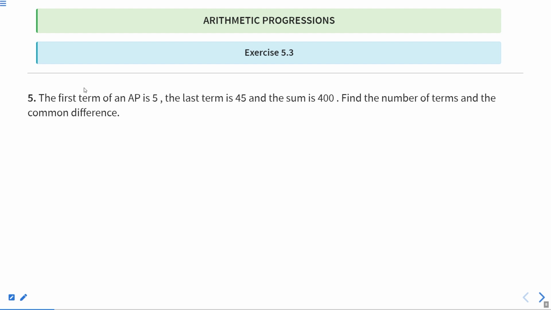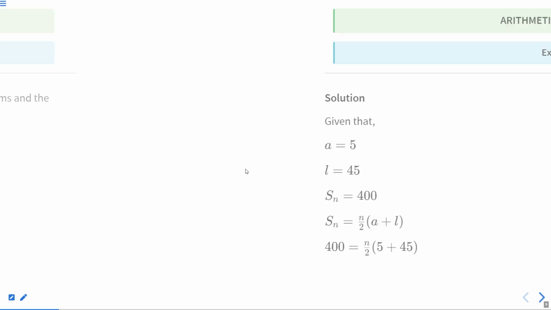So now let us move to the next question. In the next question, it says the first term of an AP is 5 and the last term is 45 and the sum is 400. Then we have to find the number of terms and the common difference. So here the first term is 5, the last term l is 45 and the sum is 400. So let us solve this problem.